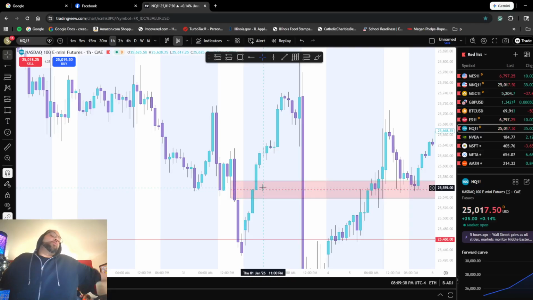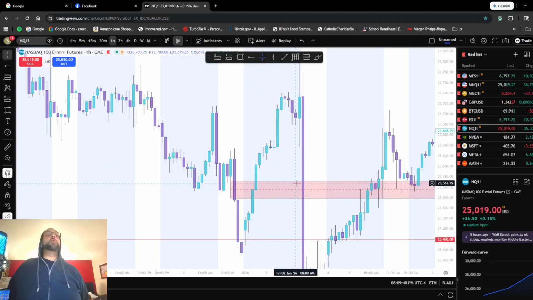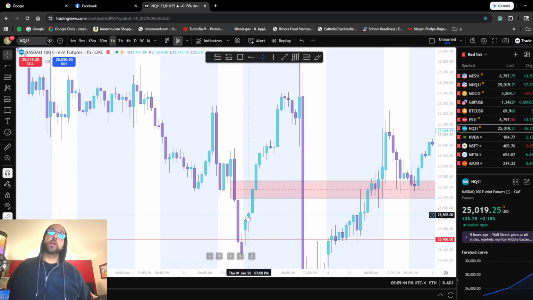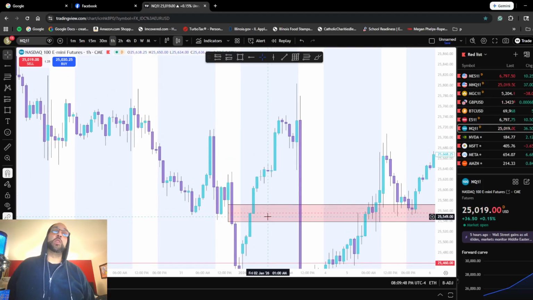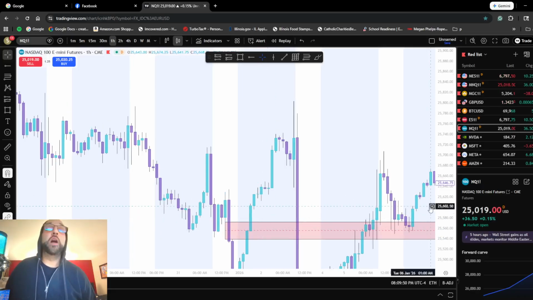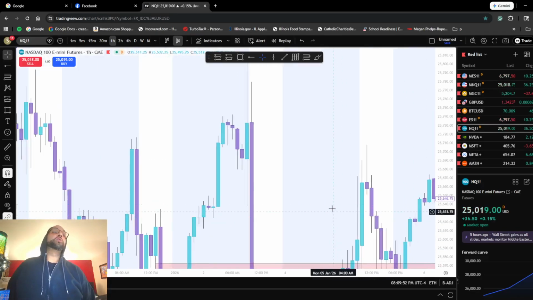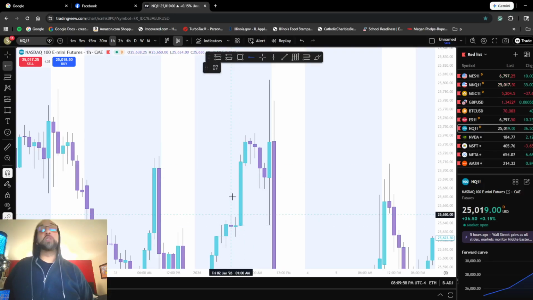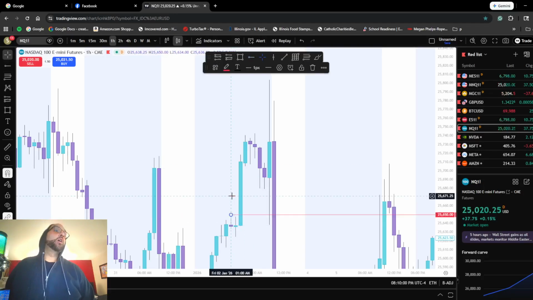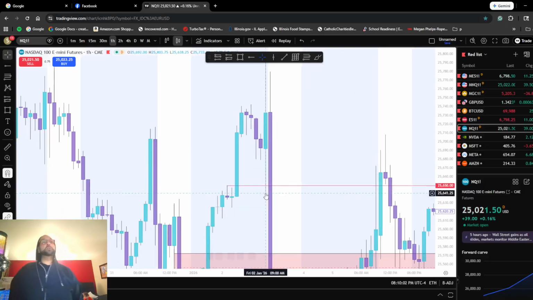But what if you miss the inverse fair value gap? Well, you get one more opportunity. It's not as good as the first opportunity that you could have gotten with this inverse. But if you were solely looking for the break of structure, the market gave it to you on a silver platter, with that break of structure to the upside right here.